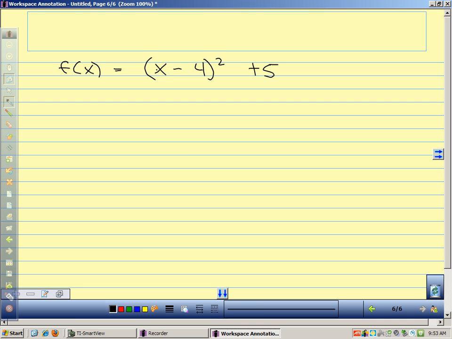If we have a graph of a parabola, and the parabola opens up, where's the minimum value of the parabola? At what point on the graph do we get a minimum? The vertex. At the vertex, we get a minimum. So our minimum is going to be at the vertex. And if we had a parabola that opened down, the maximum would be at the vertex.